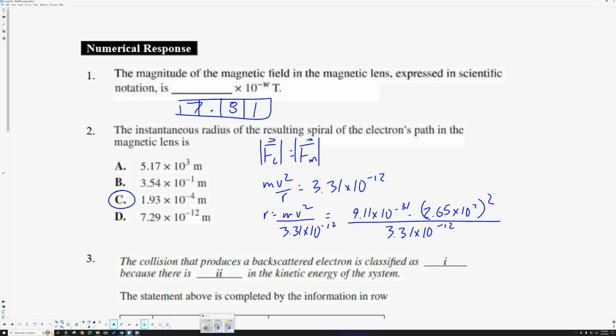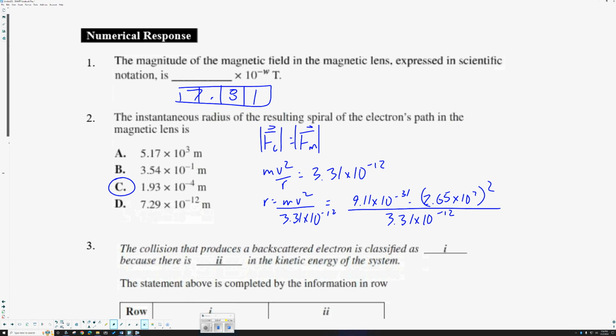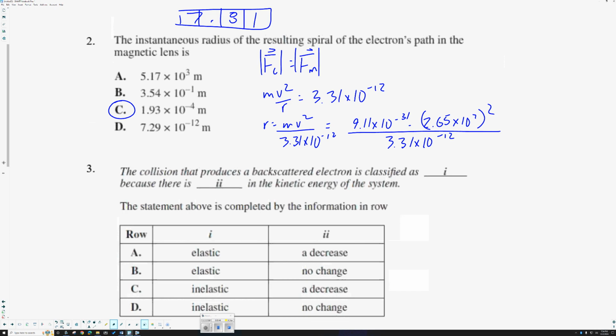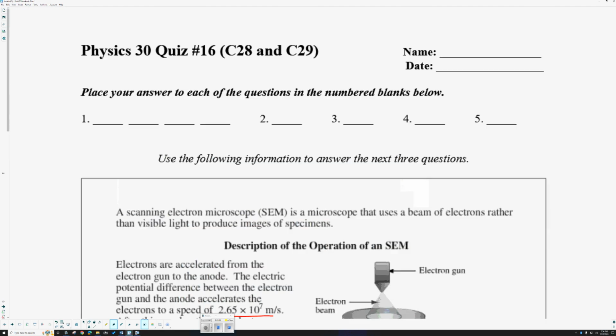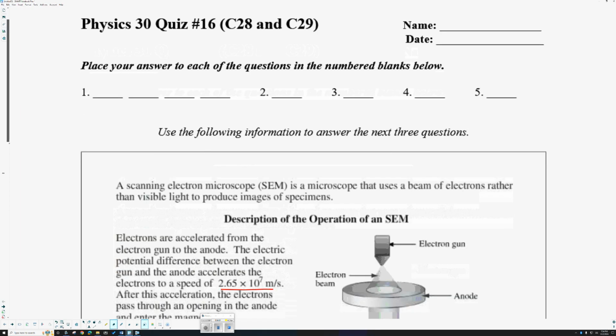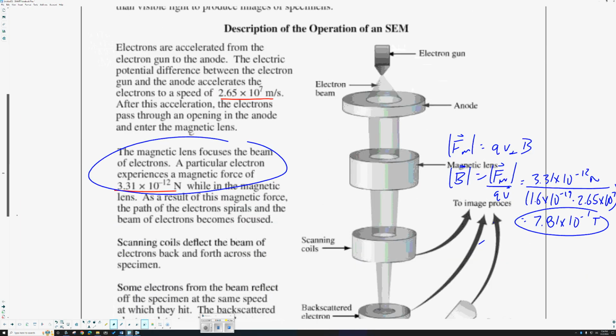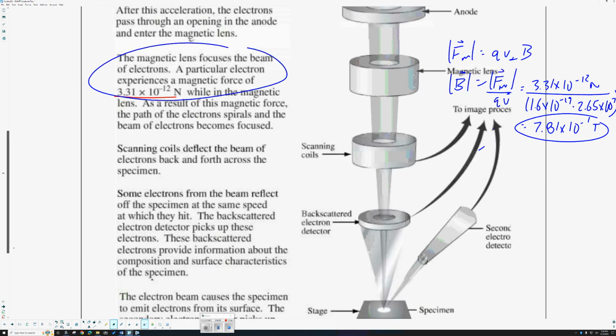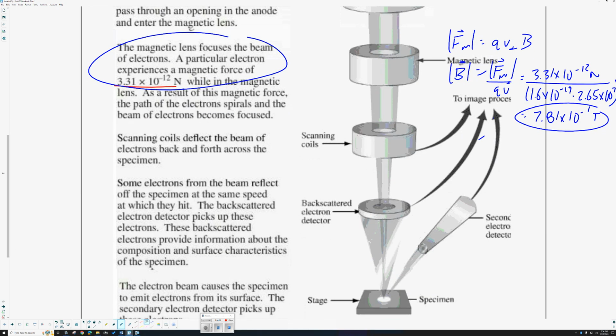Well, here's a good question. It's been a while since we've seen this. A little toss in there. The collision that produces a backscattered electron is classified as elastic or inelastic. All right, let's go back to our information. We're looking for information about a backscattered electron. So let's scroll down. Here we are. Right here it talks about the backscattered electron.